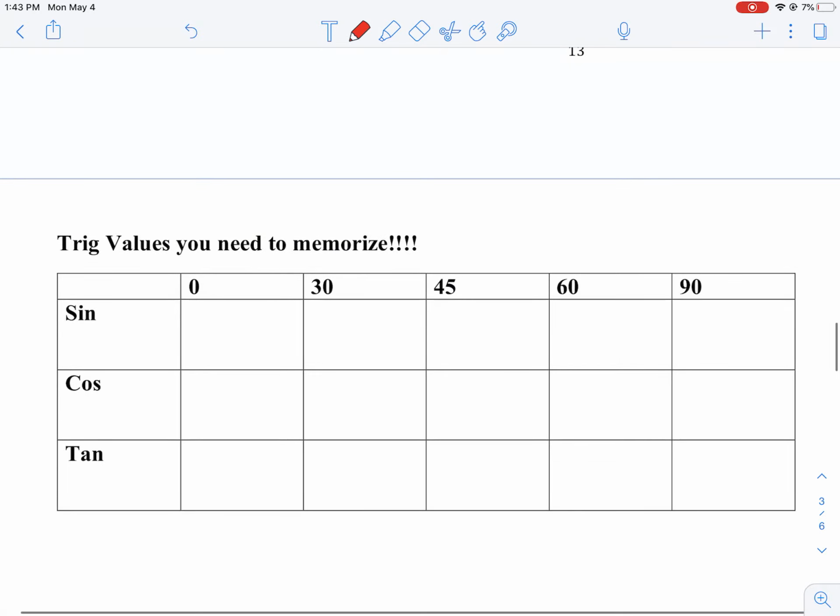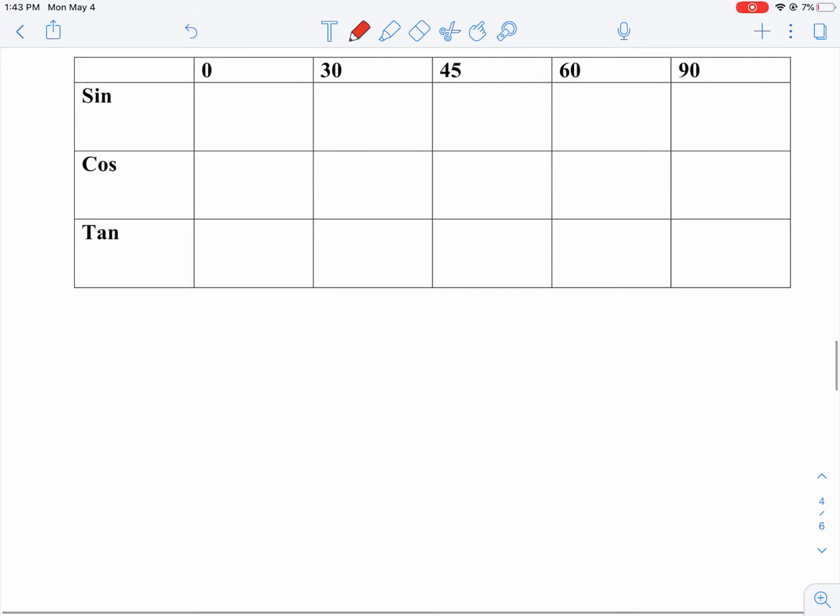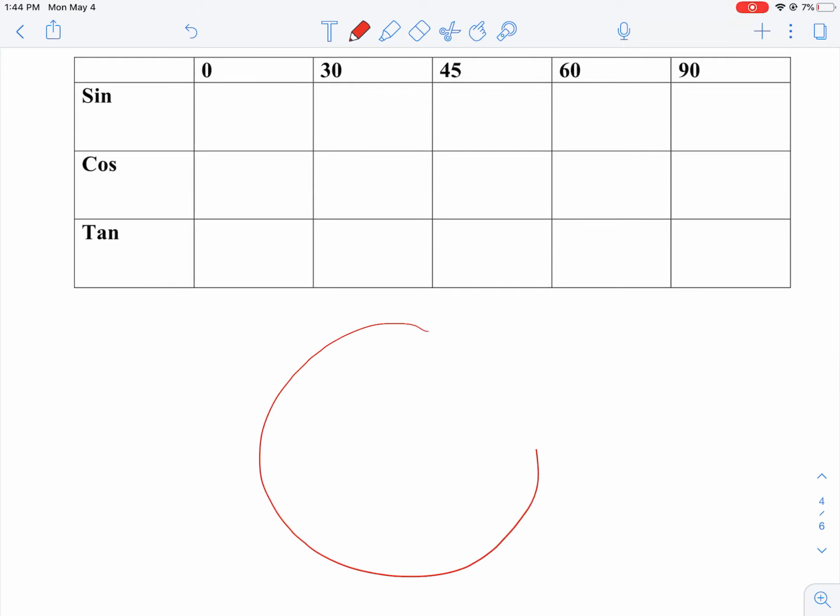Okay. So trig values you need to memorize. Right. So when we're talking about trig, you're going to hear us talk a lot about the unit circle here. Okay, so let me pull this up here. Let me draw it underneath here. Okay, so here's our center. It's going to be somewhere right here.